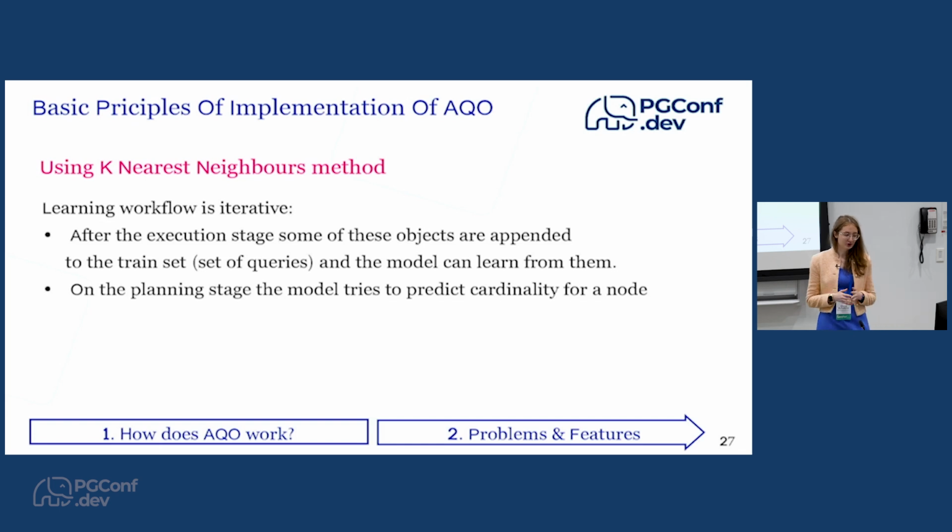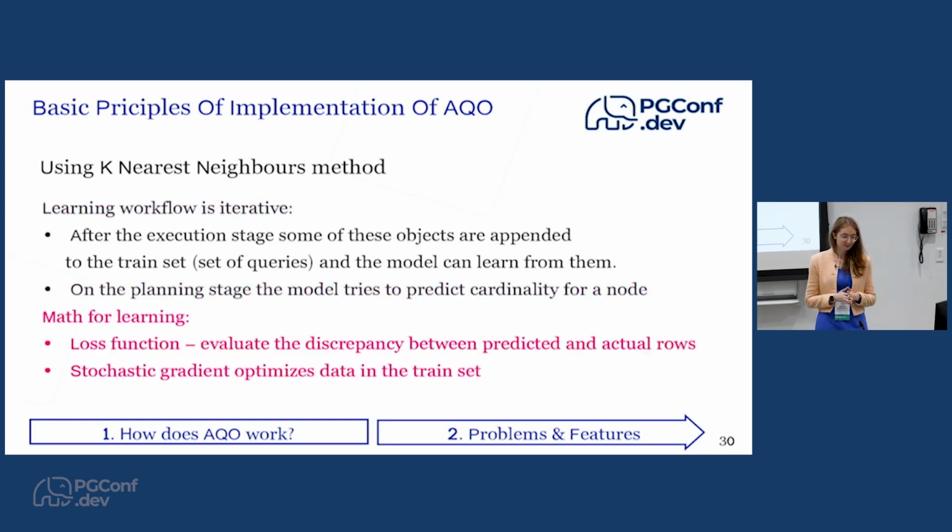To achieve this and build our model, we use the k-nearest neighbors method, and our learning workflow consists of 2 stages. After the execution stage, AQO collects information about cardinalities and selectivities, and it adds it to the storage, and it can learn from them. On the planning stage, the model uses this information to predict the cardinality for the current node.